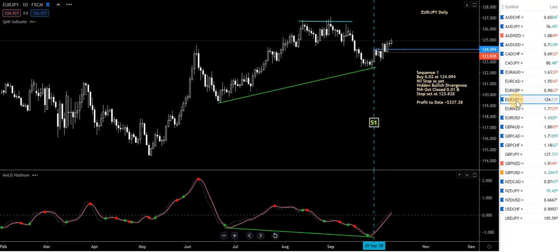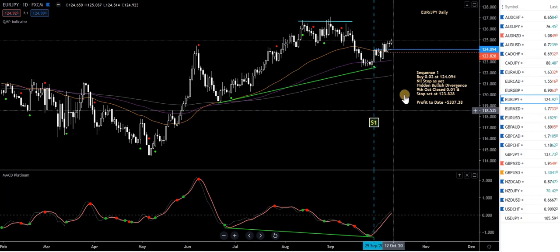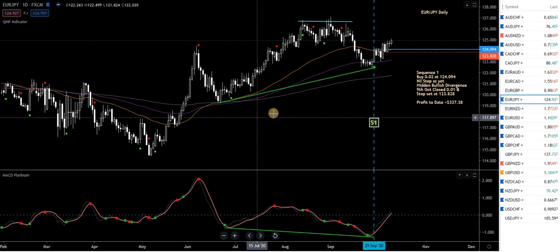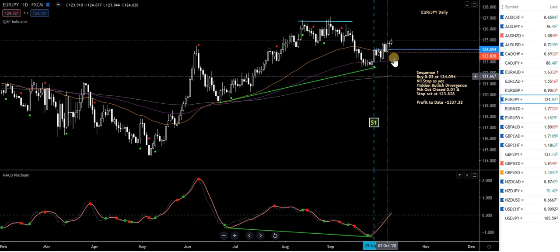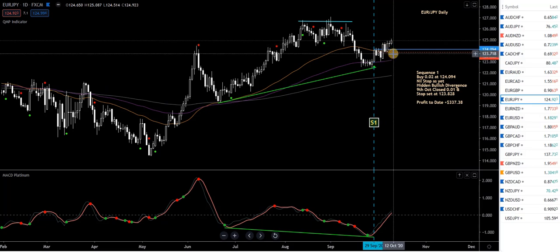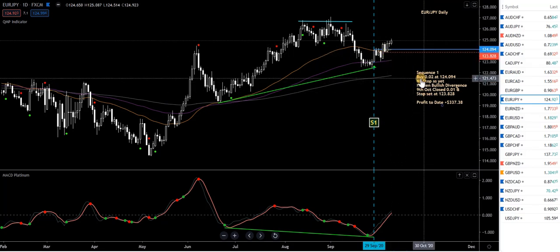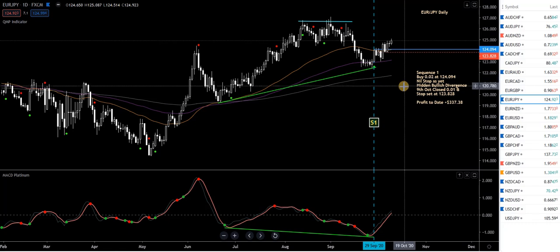Euro Yen, in the buy here, sequence 1, again read my notes, based on hidden bullish divergence. You can see it clearly marked there. MACD's gone through the 0 level. I've closed half, tightened my stop right up below this low here, so I can't lose overall on that. It's a pair I like trading, the Euro Yen.